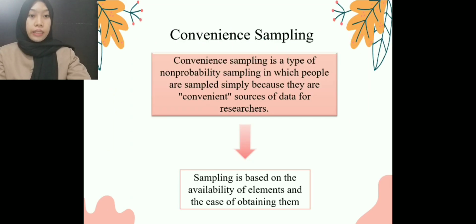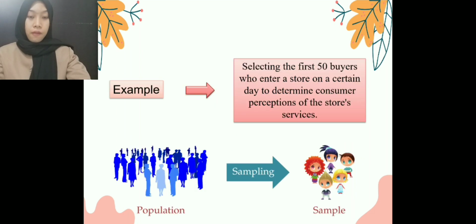Convenience sampling is a type of non-probability sampling in which people are sampled simply because they are convenient sources of data for researchers. Sampling is based on the availability of elements and the ease of obtaining them. For example, selecting the first 50 buyers who entered a store on a certain day to determine consumers' perception of the store's service. So, the sample is the first 50 buyers who enter a store.